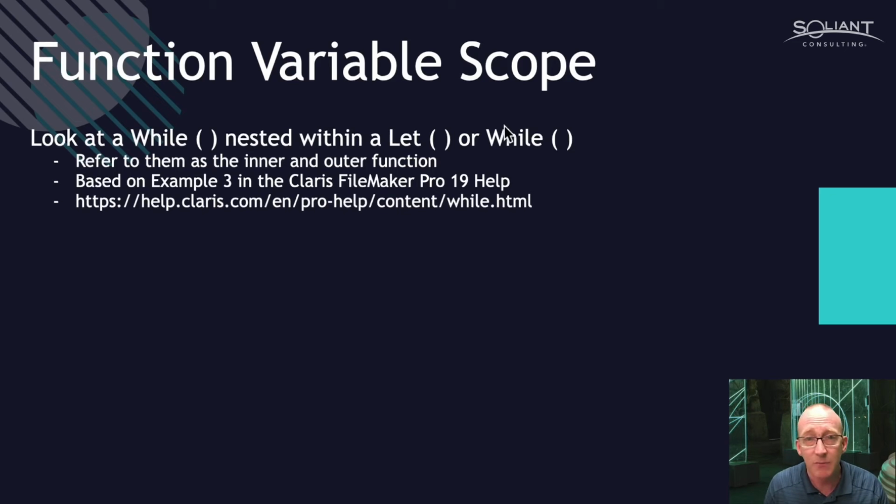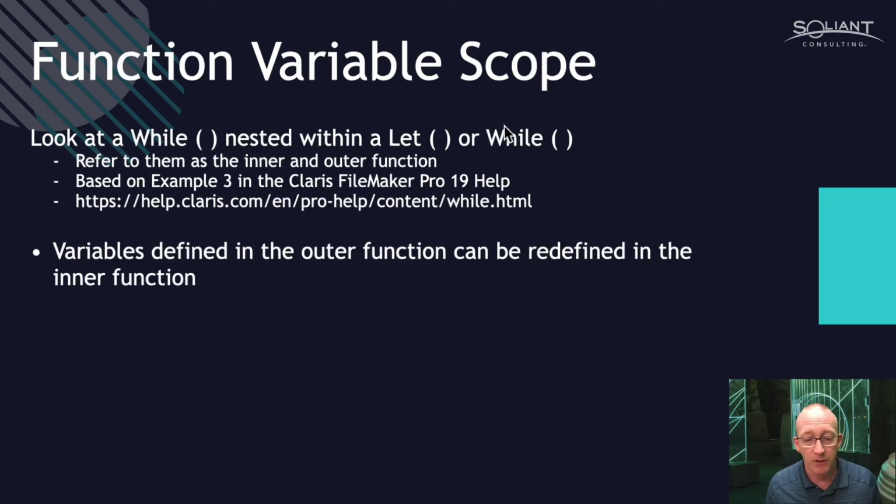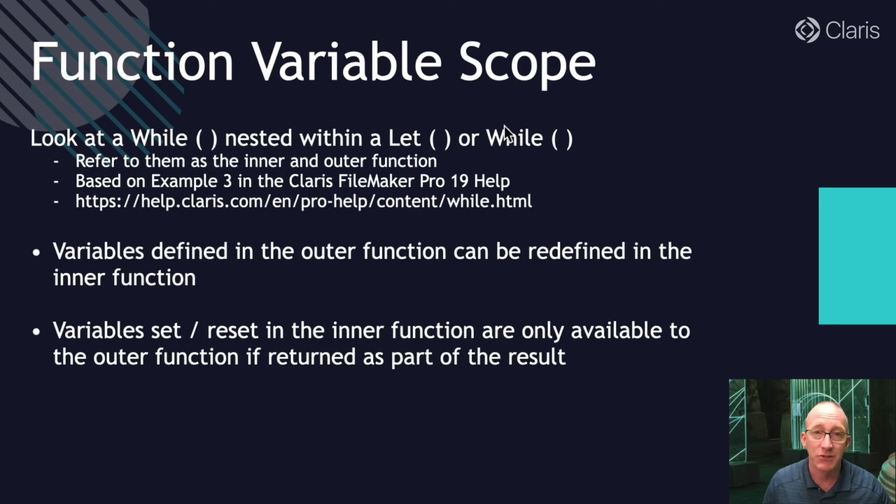And if you want to dig into this any more on your own, a lot of what we're going to look at here is based on the example number 3 in the Claris FileMaker Pro help for the while function itself, and you can see the link right there. All right, so variables that are defined in the outer function can be redefined in the inner function. Of course, they're available to the inner function, but you can change them. And then variables that are either set or reset in the inner function are only available to the outer function if they're returned as part of the result. They just don't automatically inherit that information once you get back to that outer function.